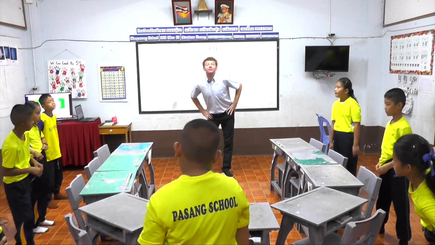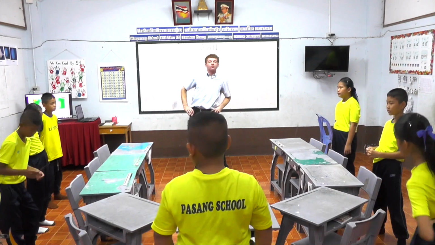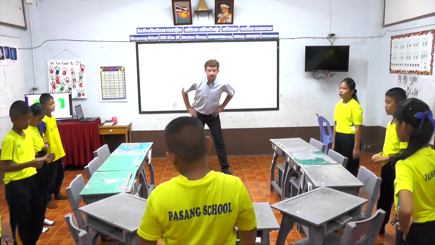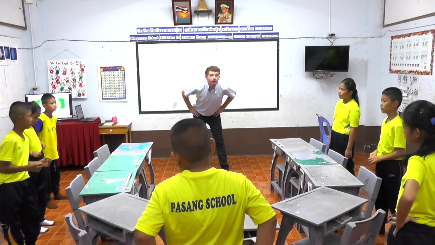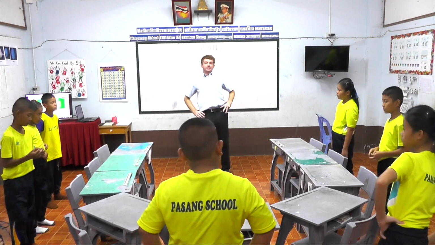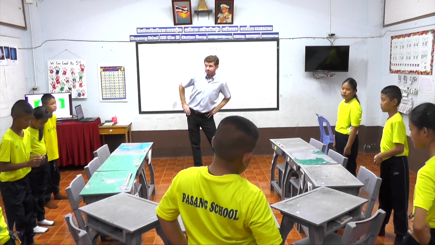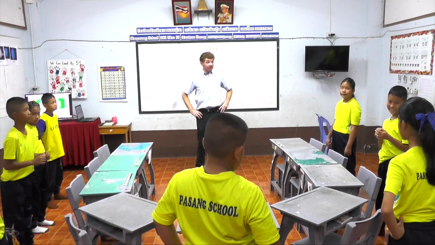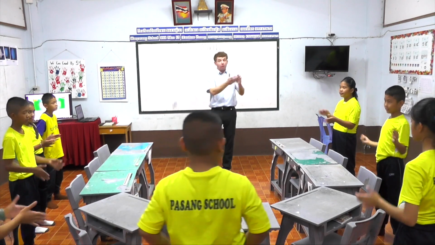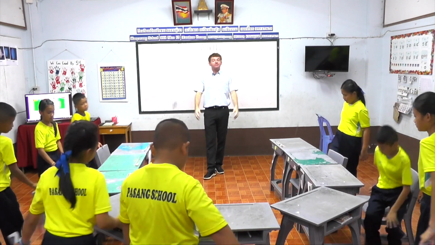Next we can go round and round. Give our spines a nice stretch before our students sit back down. Stop. And back the other way. Round and round the other way. And stop. Excellent, guys. And to finish, we'll do 5 claps. 1, 2, 3, 4, 5. Brilliant, guys. Have a seat.